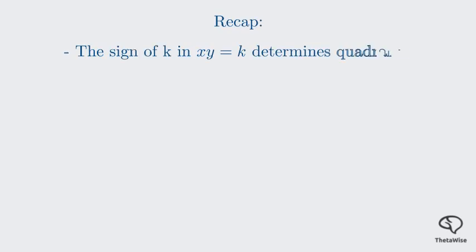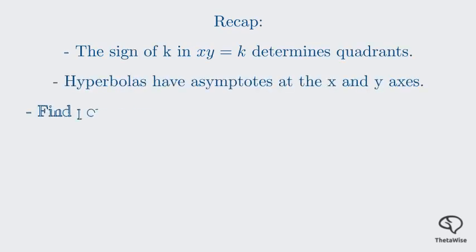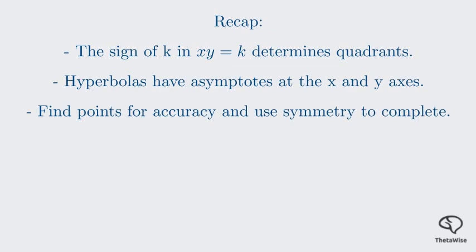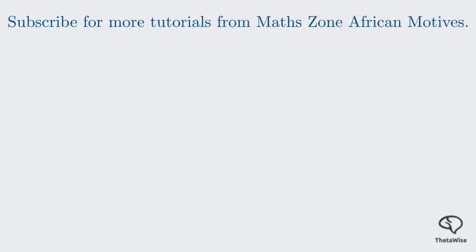To recap, we have learned to identify the sign of the constant k in the equation xy equals k, which tells us the quadrants. We've seen that the graph has asymptotes at the x and y axes, and we can find points to create a precise sketch using symmetry to complete the graph. You have now learned how to define, describe, and sketch a rectangular hyperbola.